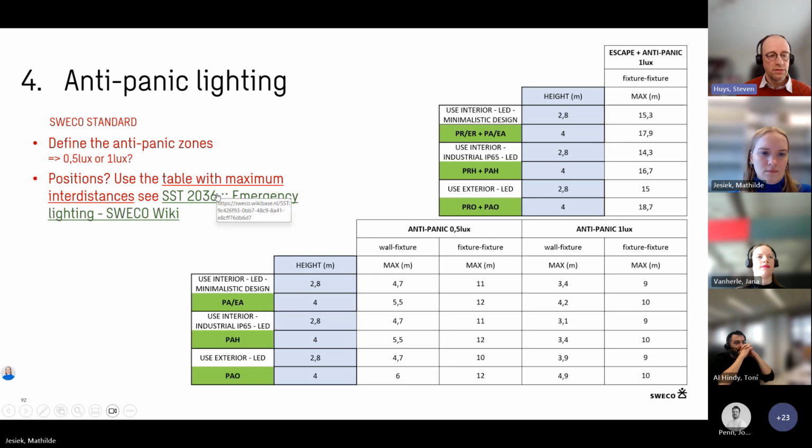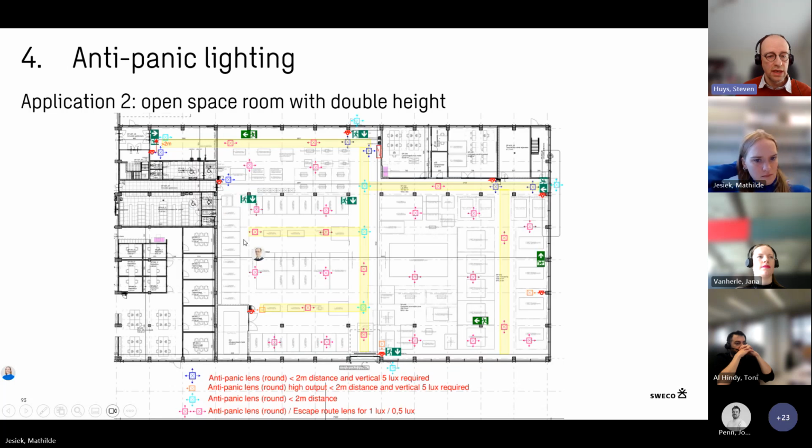And there are also links in those on the wiki. Here again, for the example, we only need it in the second example, of course. In the zones in between the escape route paths, we must fill those gaps in with the 0.5 lux level. So we need there the pink ones with the anti-panic lenses, and you just fill up those zones with the maximum interdistance tables.